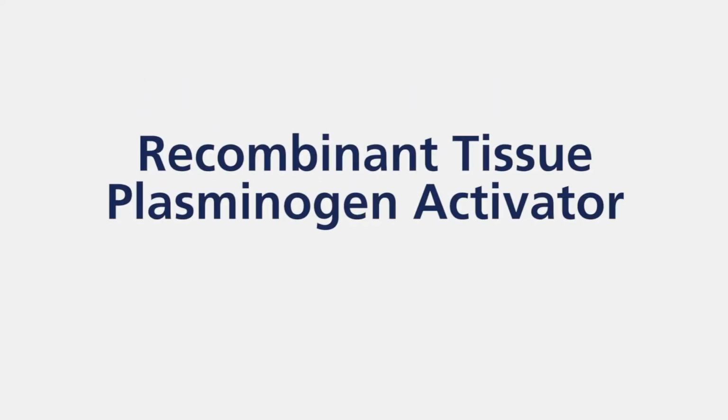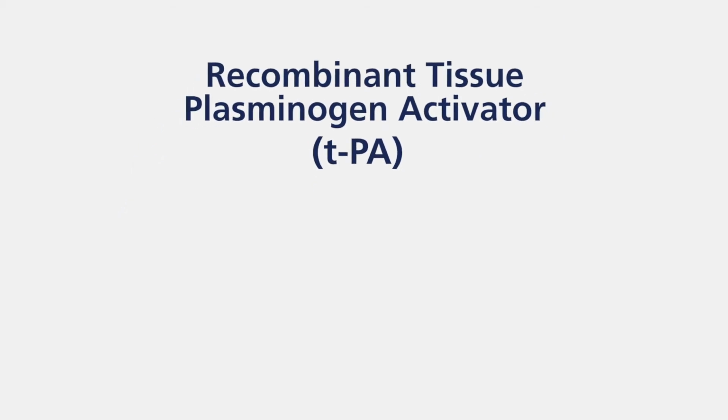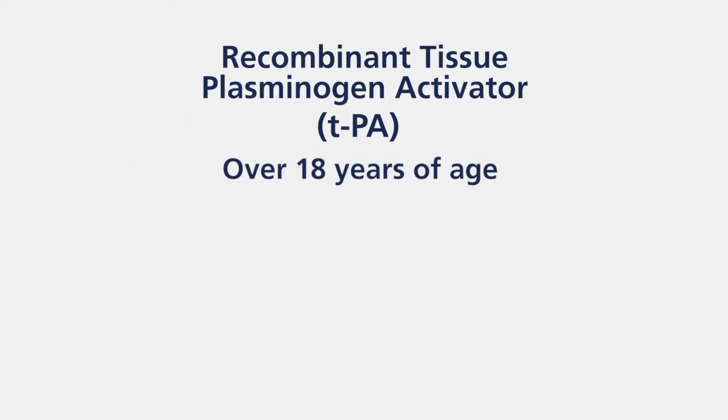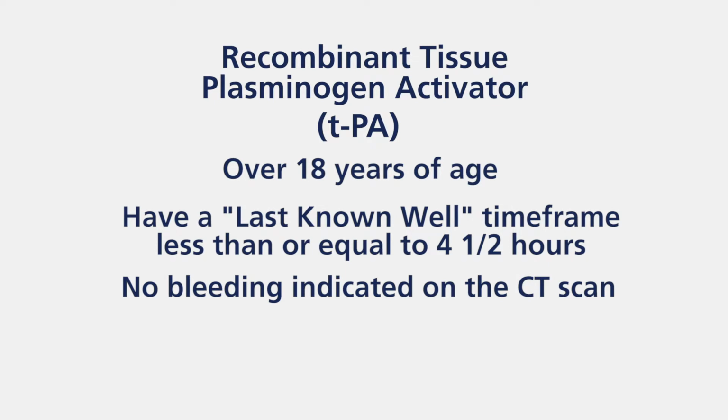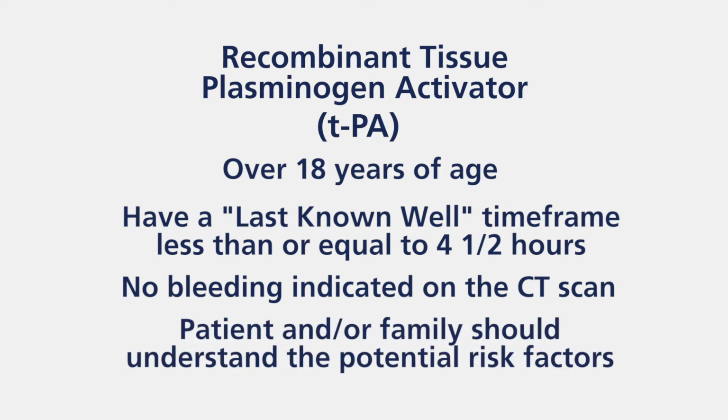During the first 3 to 4.5 hours after stroke onset, patients are eligible to receive recombinant tissue plasminogen activator, better known as TPA. Patients who receive TPA statistically have a 30% more favorable outcome with minimal or no disability at 3 months. Those eligible must be over 18 years of age, have a last known well time frame less than or equal to 4.5 hours, no bleeding indicated on the CT scan, and patient and/or family should understand the potential risk factors.